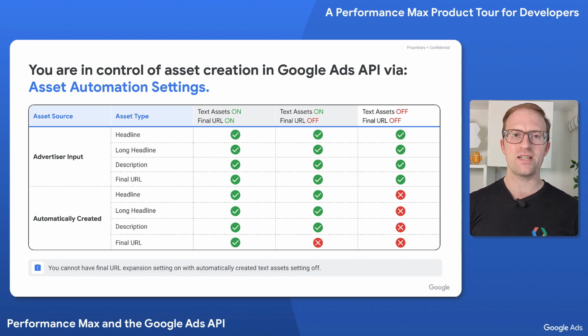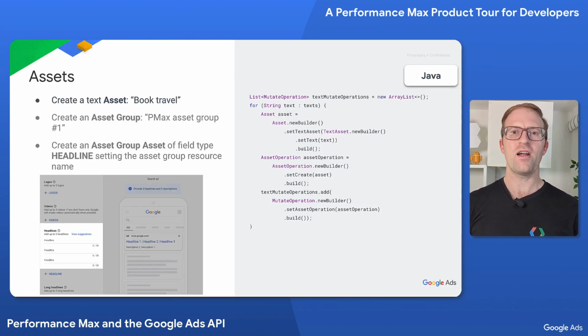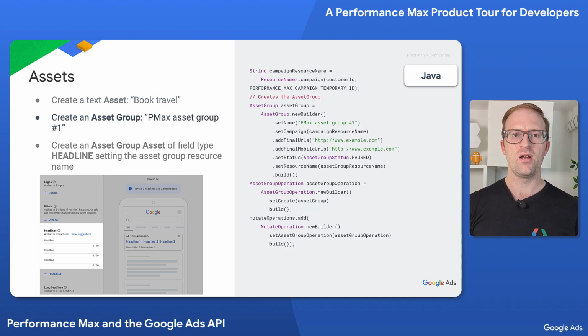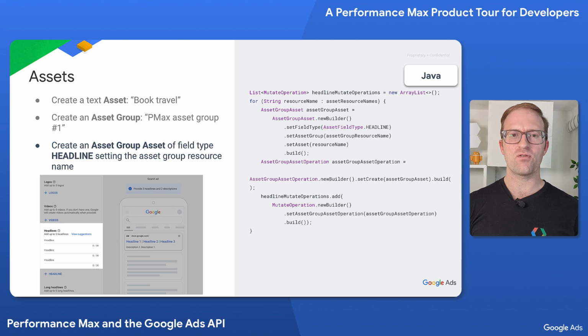We also demonstrated the ability to use generated assets in your campaigns. In this high-level example, you can see we have to construct a text asset, in this case, book travel. Next, we will need to make sure we have created the asset group first. Finally, we create an asset group asset to link the text to the asset group, such as a headline.